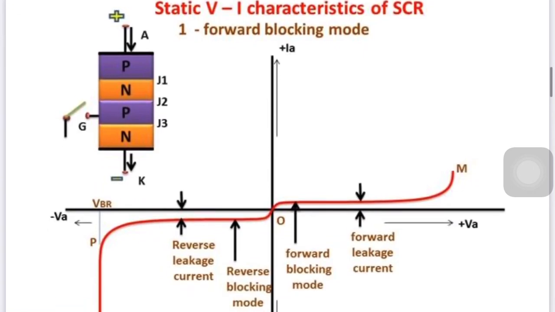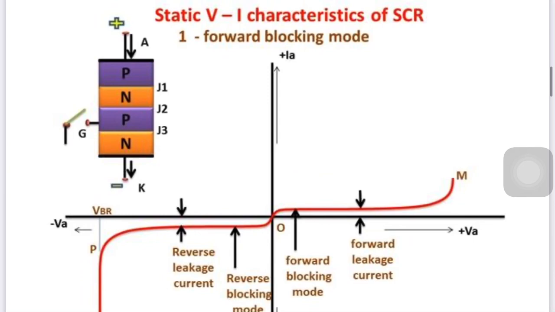Now the static characteristics for the forward blocking mode. Forward blocking mode means we apply the voltage positively from anode to cathode. We can say the anode is positive with respect to the cathode. So current tries to flow from A to K. First, P to N, junction J1, is forward bias. Second, N to P, that is J2, is reverse bias, and further P to N, J3, is in forward bias. So in the forward blocking state, J1 and J3 are in forward bias with some leakage current, and J2 is in reverse bias condition.